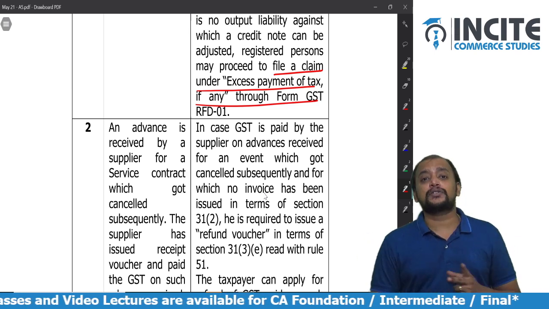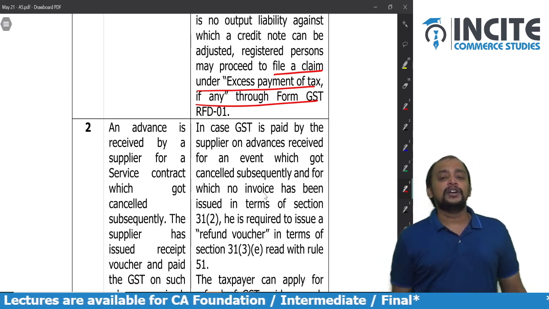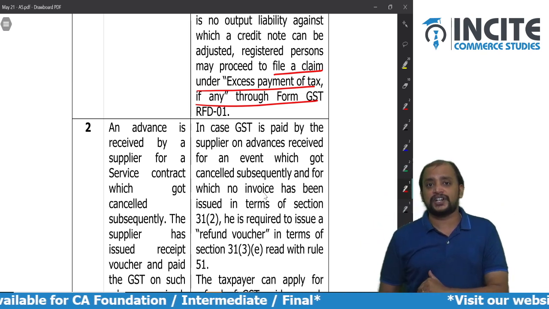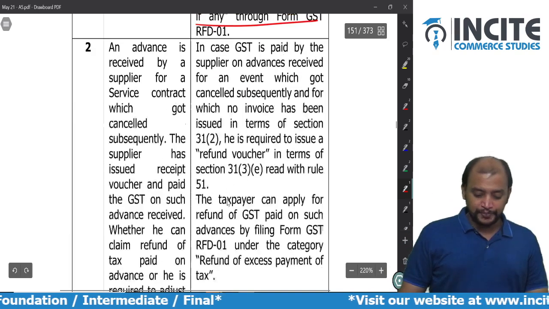Either credit note. If they give a credit note, what will happen? In the month in which the credit note is given, the liability will come down. If they go for refund, whatever GST they already paid, they will get as a cash refund. So they can decide which option they want.